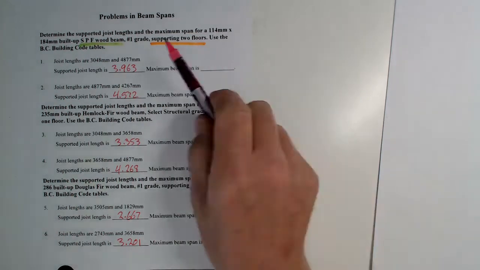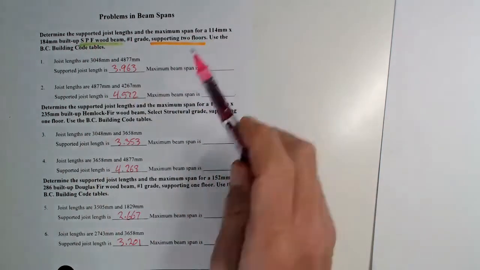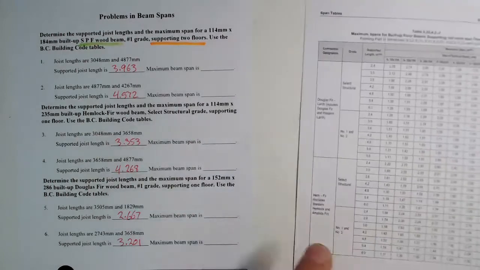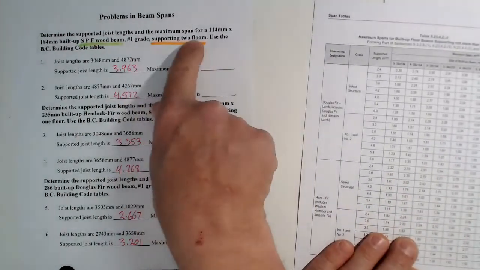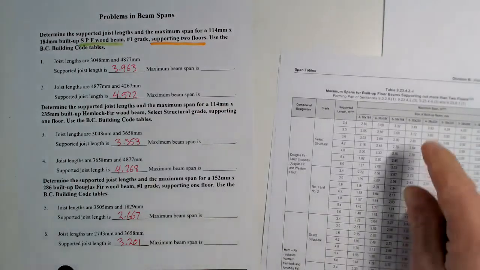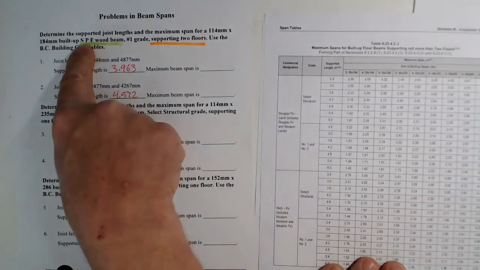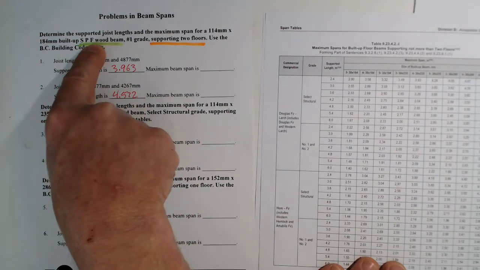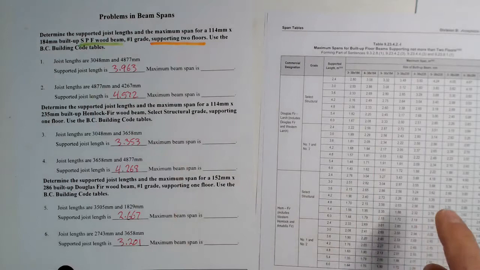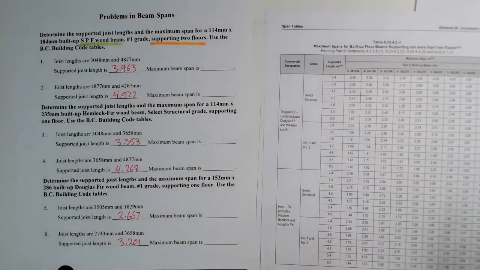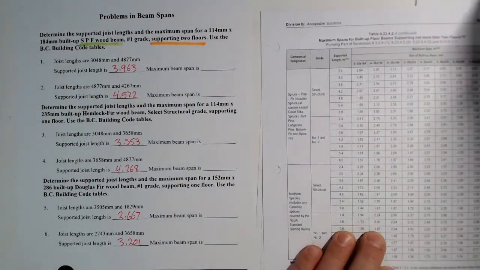So our first table, of course, we're looking for what is the appropriate table. The first thing we're going to look at is we have supporting 2 floors. So I'm going to make sure I choose a table that is supporting not more than 2 floors. And then I look for my commercial designation, which is the type of wood, SPF wood beam. SPF isn't on this page, so let me pull out the next page for my spruce pine fir.